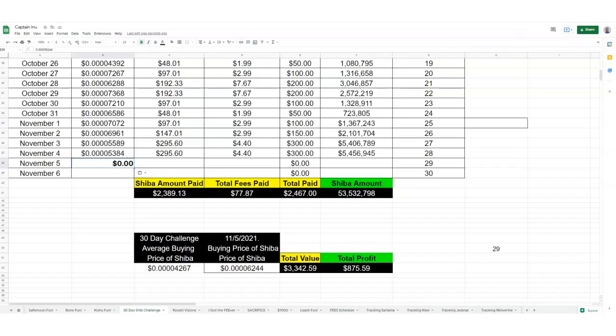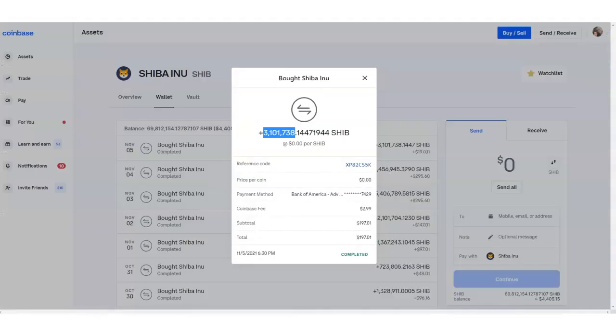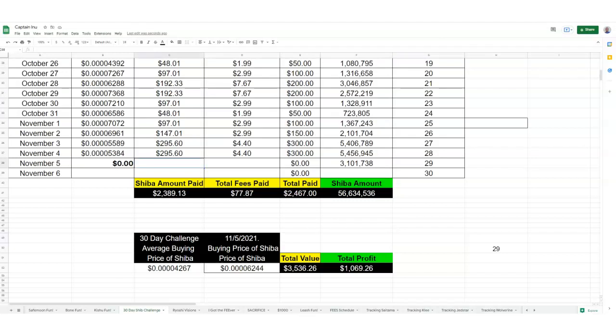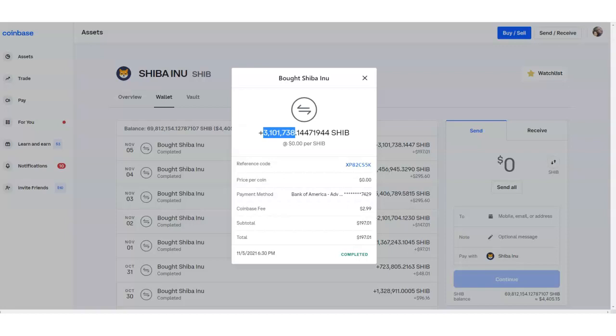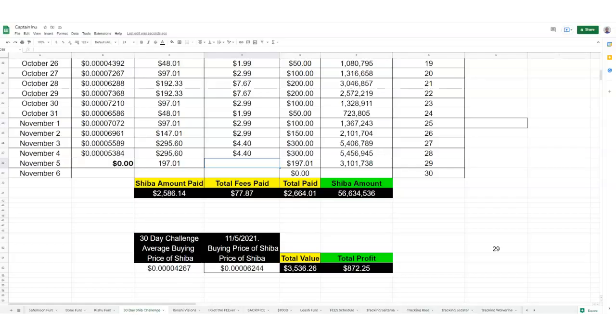So let me go ahead and take this, paste this right here. Boom, that's the amount of Shiba. Oh, you know what? Let me format all these better. There we go. And then let me go back to the transaction. So we did $197.01 worth of Shiba. And the fees, what's the fees? $2.99. Okay, $2.99. Man, that's a really good deal.